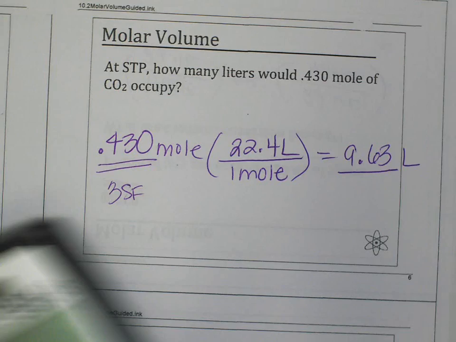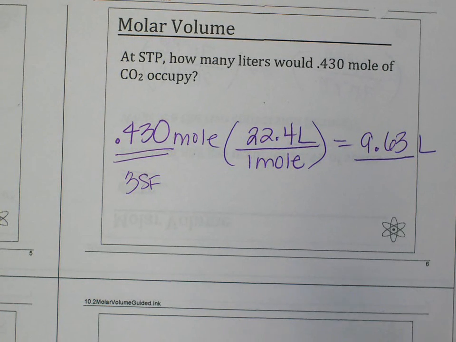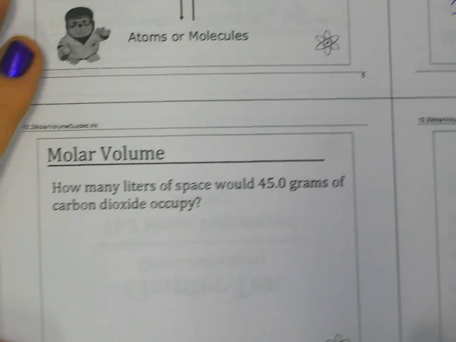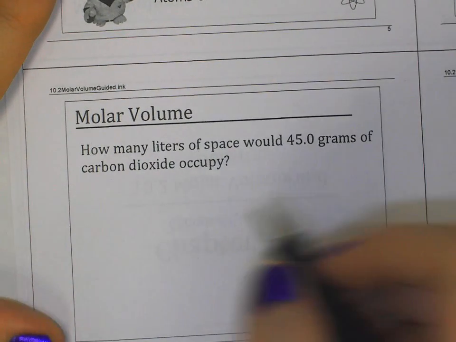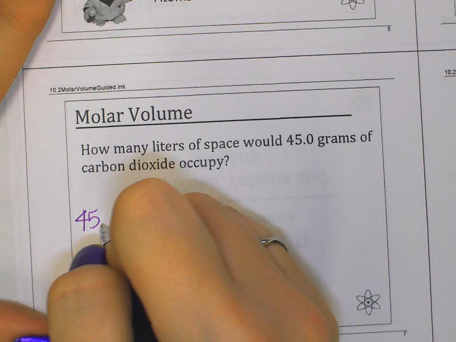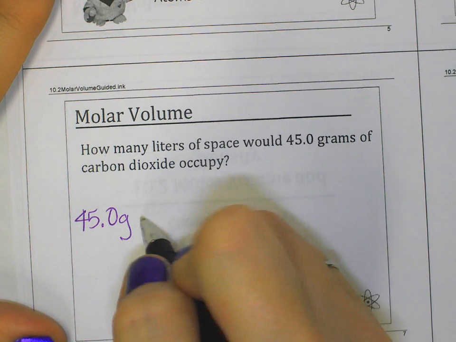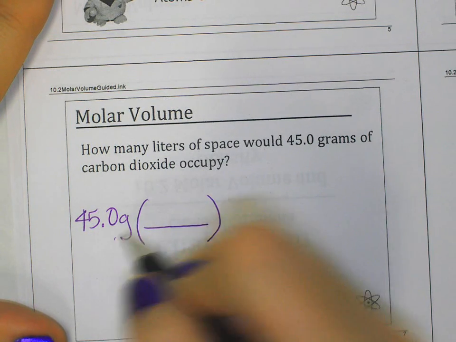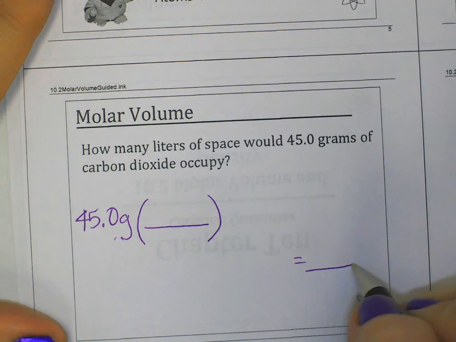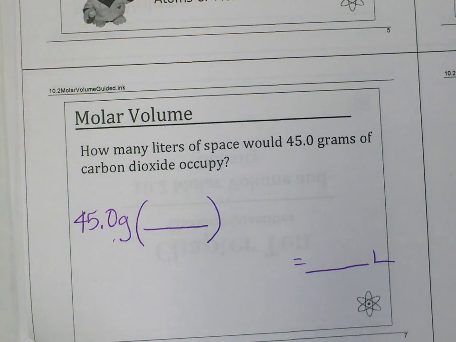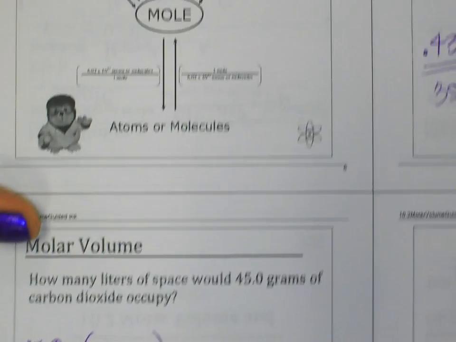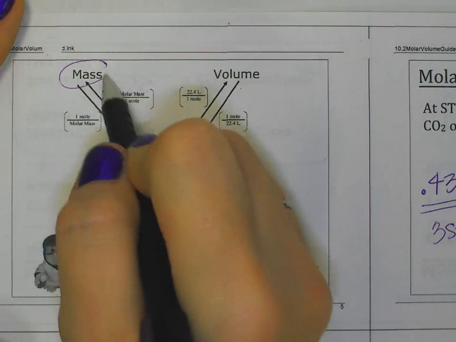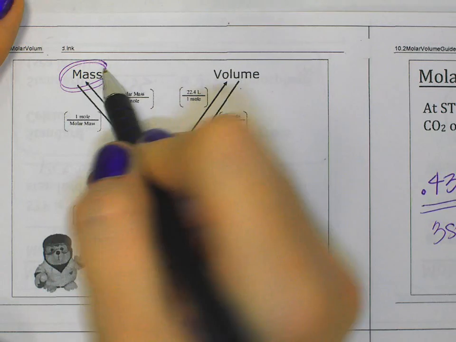I'm going to throw in here a second problem that makes you go 2 steps. So let's take a look at this one. How many liters of space would 45.0 grams of carbon dioxide occupy? Okay, well now I'm going from grams all the way to liters. So if I actually take a look at my Y diagram, I'm going to start with grams, and I have to get to liters.